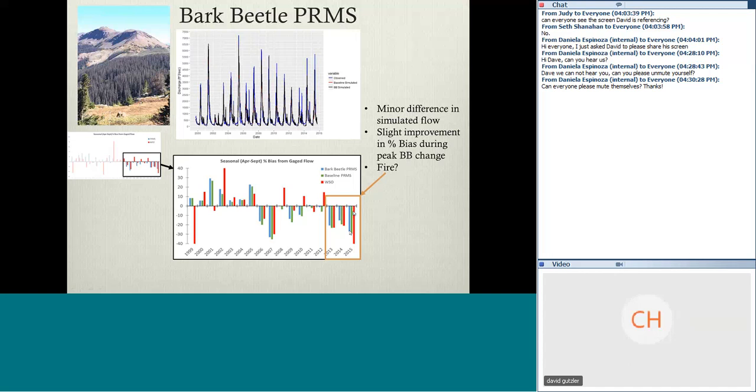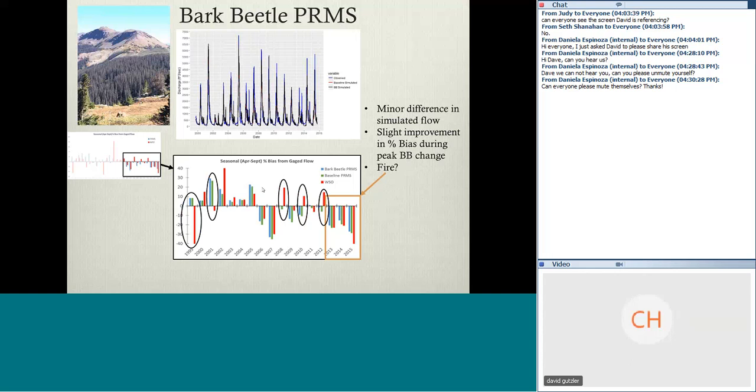And so the next thing we're looking at is the fire impacts. You can see in those last 3 years, after the 2013 fire, both the water supply outlook and PRMS models show a systematic underprediction in flow through that period. Another thing to point out is there are years where overall the water supply outlook and PRMS model biases are pretty consistent, at least in the direction of their bias, but there are several years where they deviate, and we're starting to look into what factors might be causing that deviation.